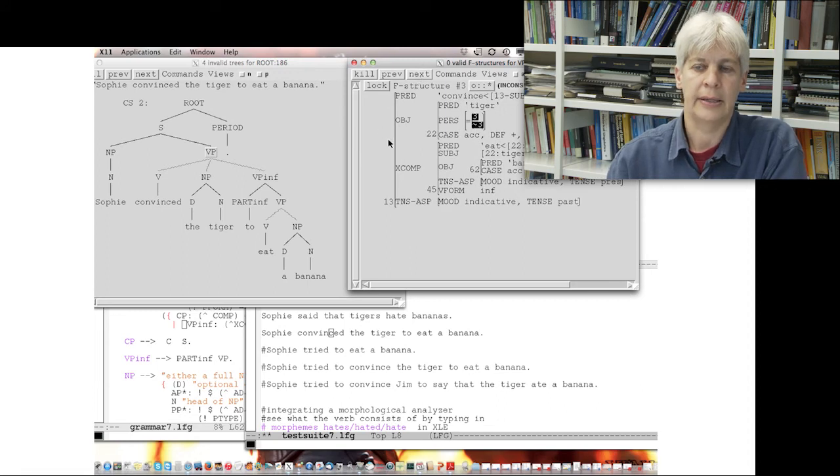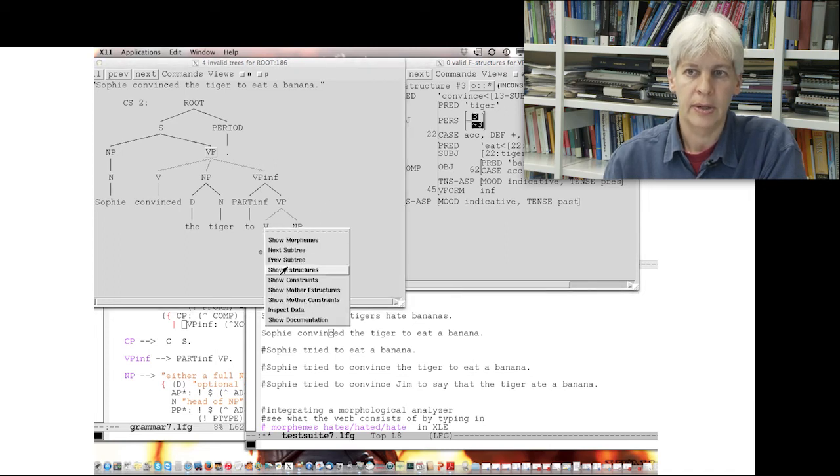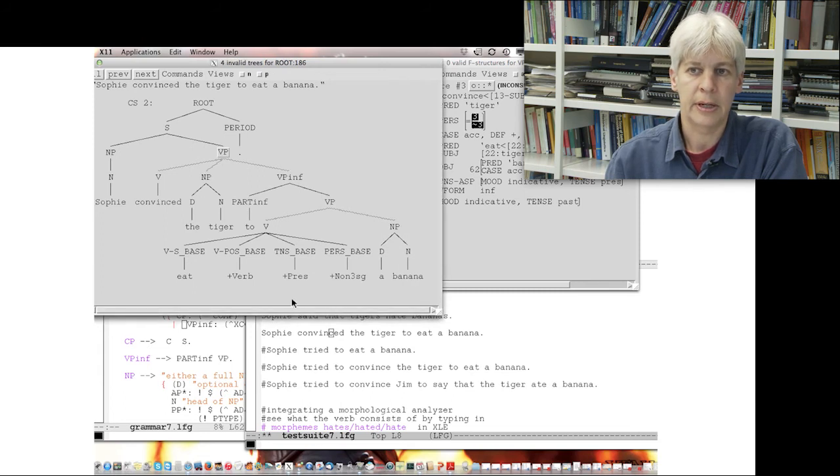So let's think about that. So we've said that the subject of the XComp, tiger, should be equivalent to the object of the matrix. But if we look at this, we've got show morphemes. What's coming out of the morphology is this present tense thing. So what's happening is that the verb here is ultimately trying to agree with the tiger. And it's not necessarily being able to do that.